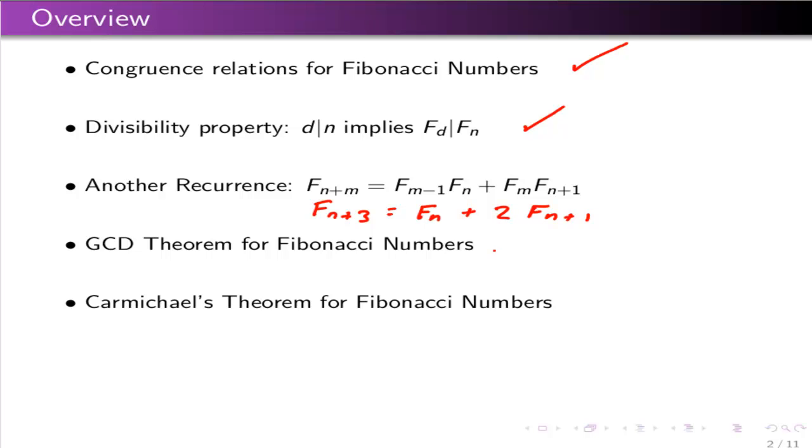We'll see another remarkable GCD property. It gives us a very easy way of calculating the greatest common divisor of any two Fibonacci numbers. And then finally we'll look at Carmichael's number dealing with prime factors of Fibonacci numbers.